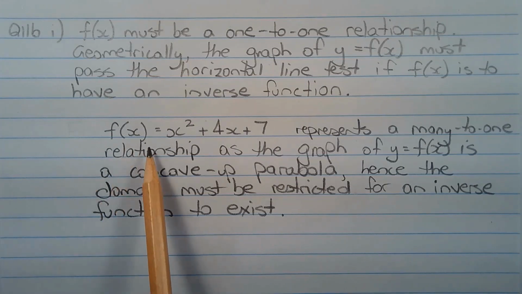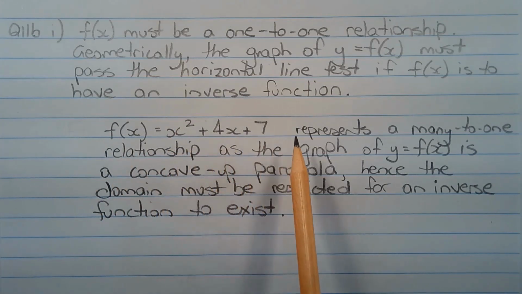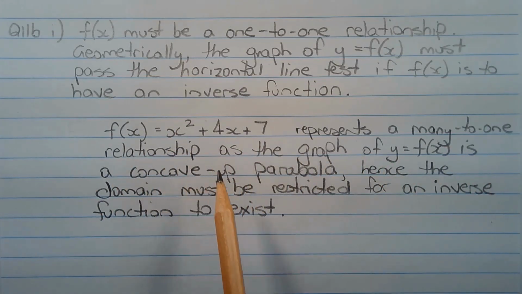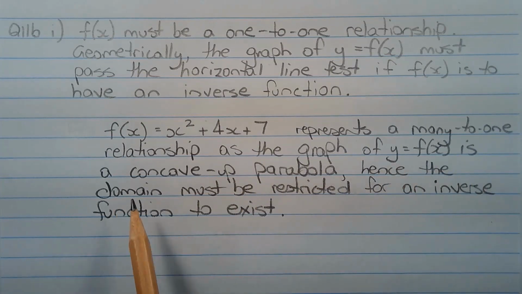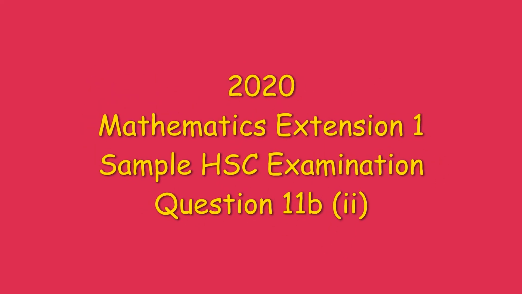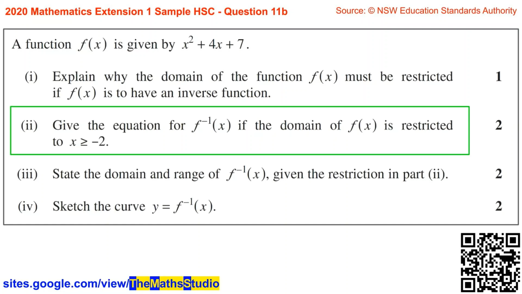Now, f of x equals x squared plus 4x plus 7 represents a many-to-one relationship, as the graph of y equals f of x is a concave up parabola. Hence, the domain must be restricted for an inverse function to exist. Part 2. Give the equation for f inverse of x if the domain of f of x is restricted to x greater than or equal to negative 2.